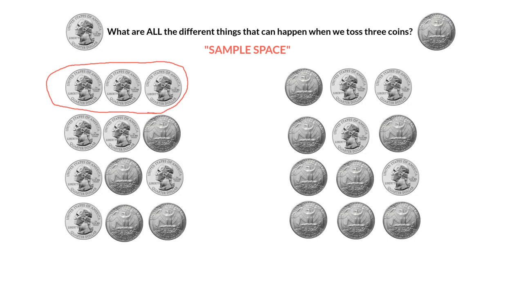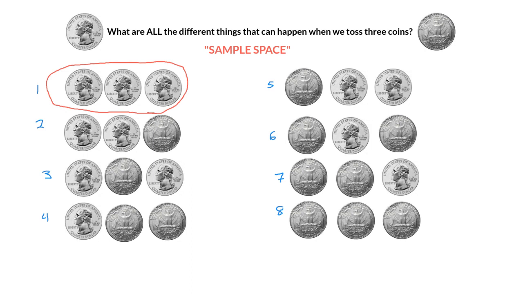Okay, so I've drawn out all the different things that can happen when we flip those three coins. In addition to heads, heads, heads, we can also get heads, heads, tails; heads, tails, heads; heads, tails, tails. And then if we flip a tails first, we can get tails, heads, heads; tails, heads, tails; tails, tails, heads; or tails, tails, tails. So what you're seeing, and I'll tally these up, is that our sample space has 8 different outcomes.